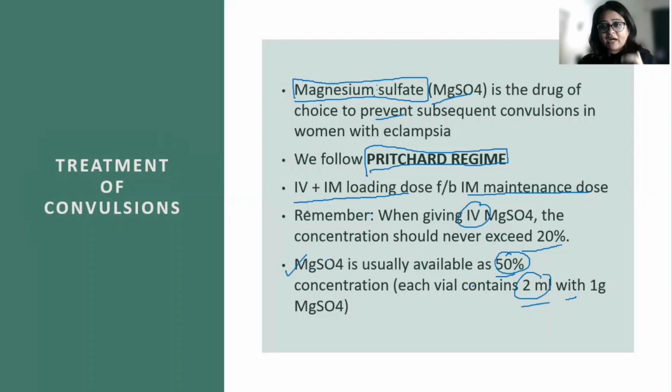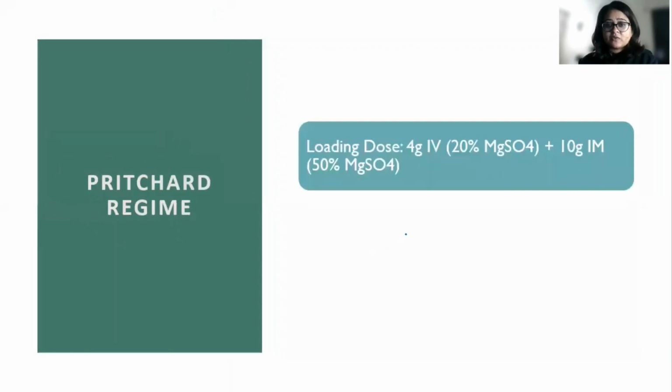But remember, when giving IV, we never give such a high concentration. We have to dilute the magnesium sulfate to make it 20%. Intramuscular, you can give 50%. IV, you can give only 20%, and it has to be diluted. That is the main thing you need to remember. So as I said, what are the doses we give?